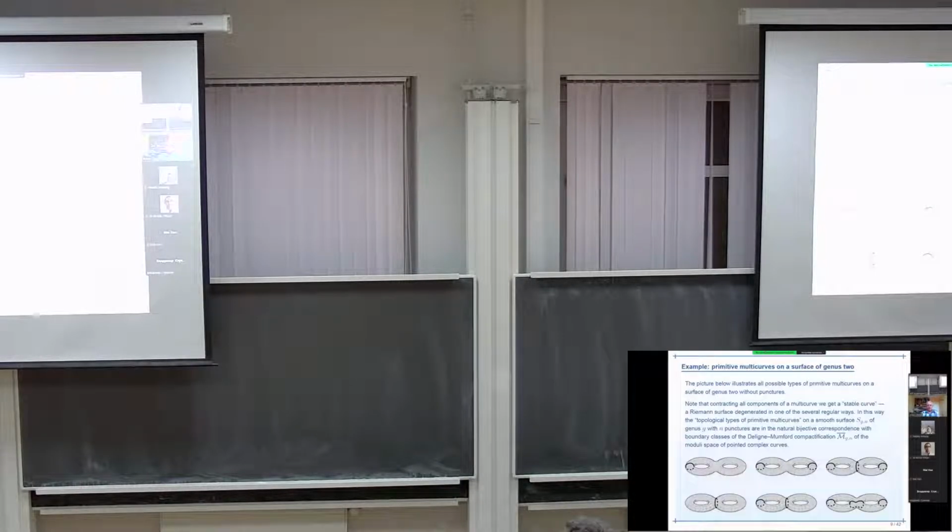And here's an example for genus 2 and no punctures. So this is just a surface of genus g, so g is equal to 2, n is equal to 0. And I claim that if you have a primitive simple closed multicurve, then by diffeomorphism, you can bring it to one of these 6 cases.